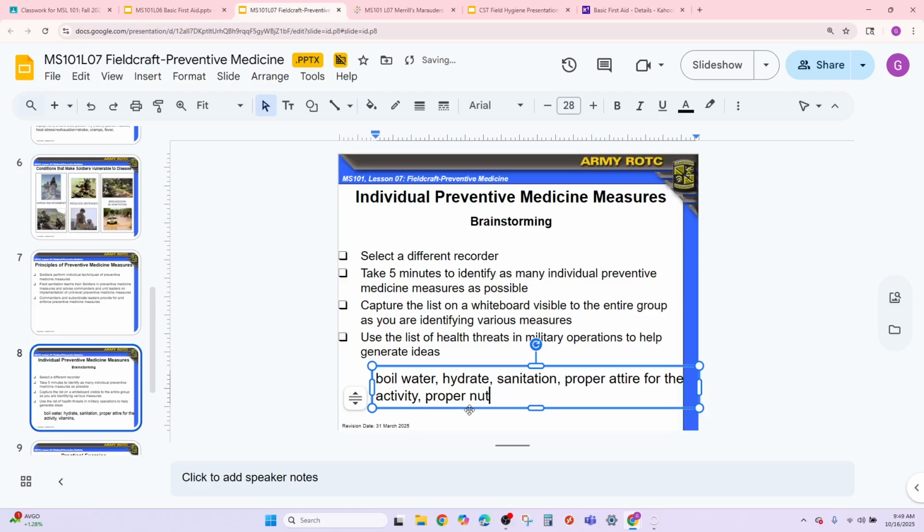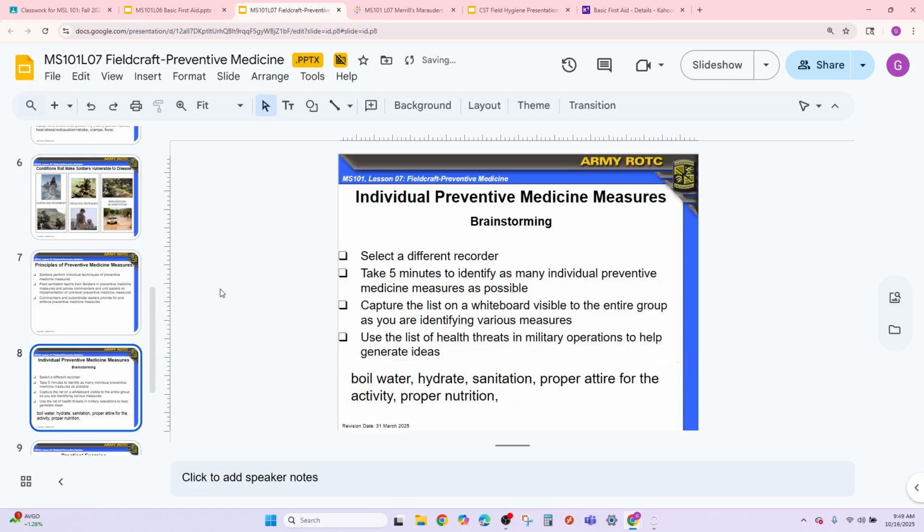So, nutrition. Everyone loves, well, I like hamburgers, but you can't have a hamburger every day. You've got to balance it out. So that's part of our holistic health and fitness, or H2F. So be in shape, boiling water, sanitation, changing your socks. These are preventative things we can do. Anything else come to mind?